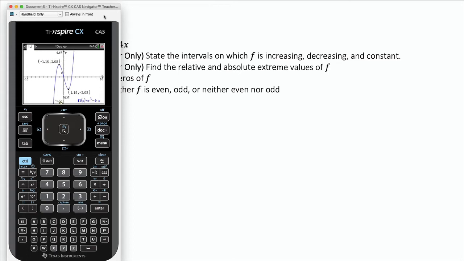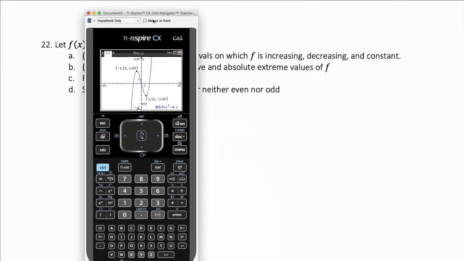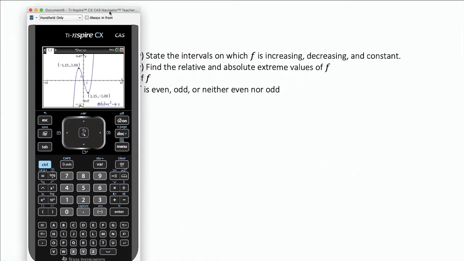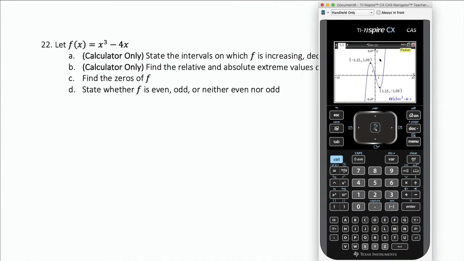And you know what? In part C of this question, we're going to need the zeros. We might as well go ahead and find those while we're at it. Oh, actually, you know what? It doesn't say calculator only, so we're going to be able to do that by hand. So we'll wait on that. All right, so here is our graph.